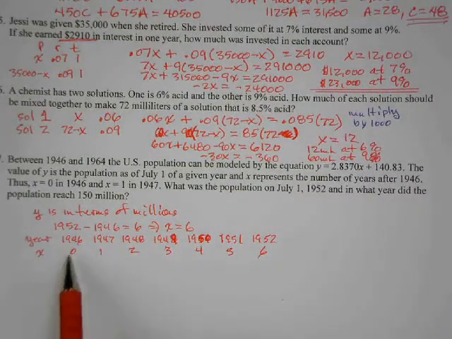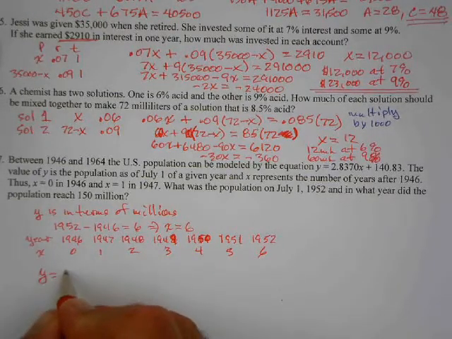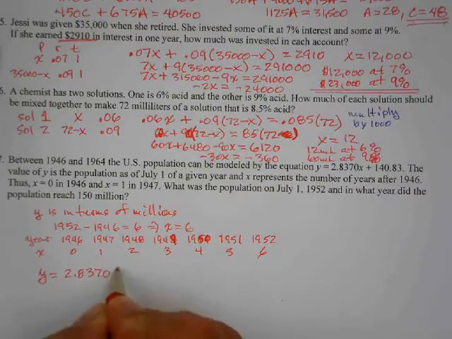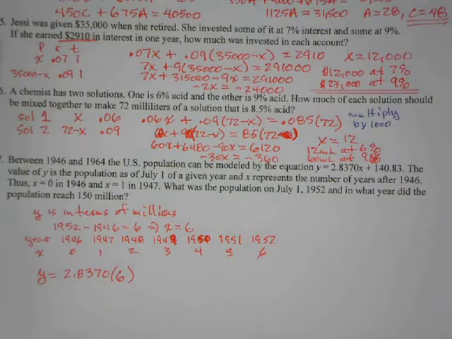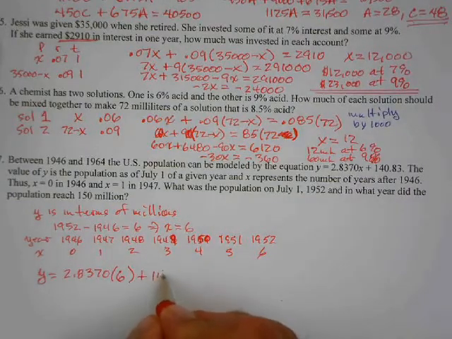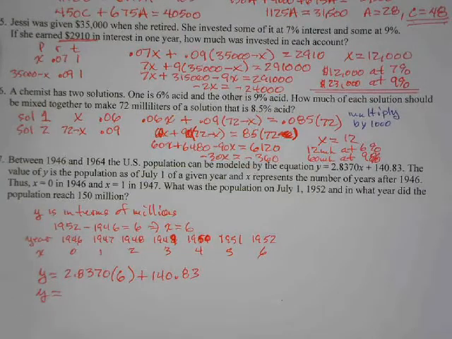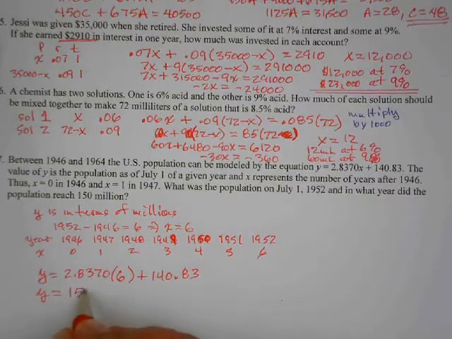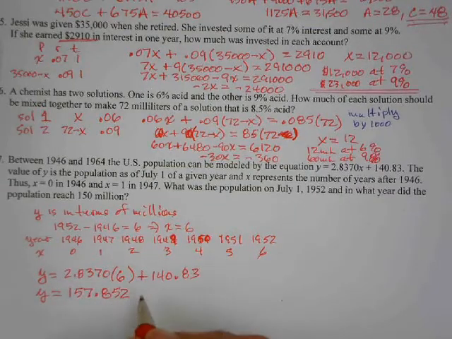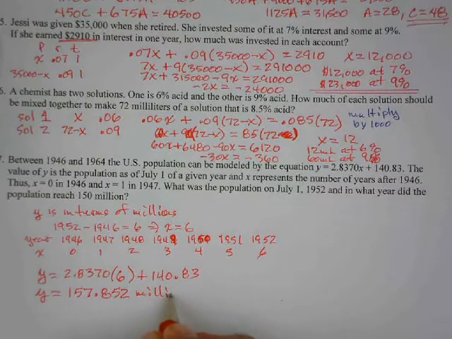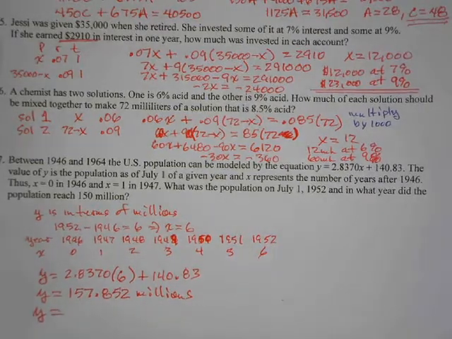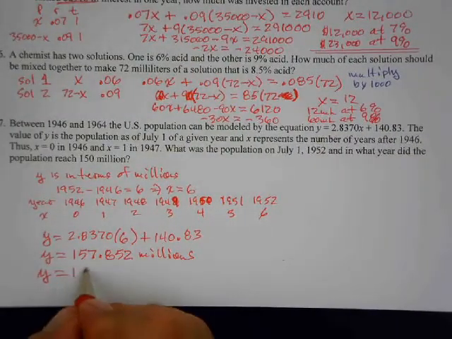So now we use my equation, y equals 2.8370 times the 6 for x plus the 140.83. That gives us, using my calculator, you can always use your calculator, 157.852 million. Or, if you wanted to write it out as a regular number, something like that. So that's the first part.